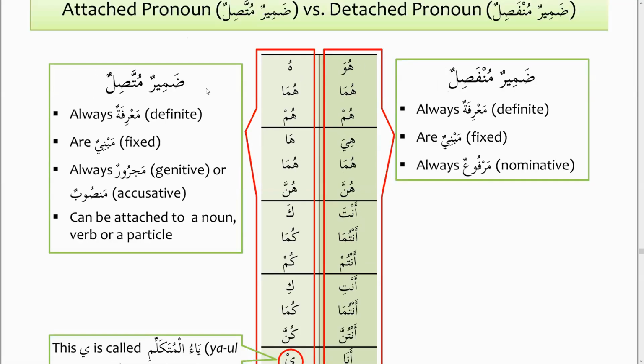Dameer muttasil, on the other hand, the attached pronouns are always ma'rifa. This is also always ma'rifa because when you're saying his book, her book, we are specifying, right? It's like a fixed thing. And these are also always mabni.